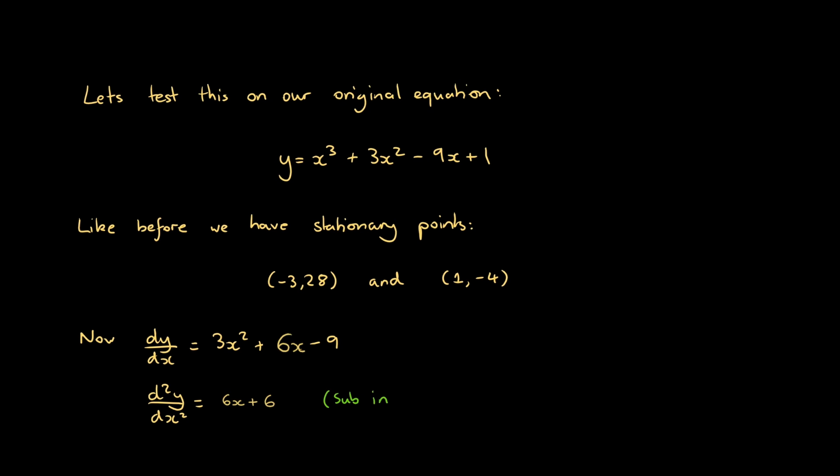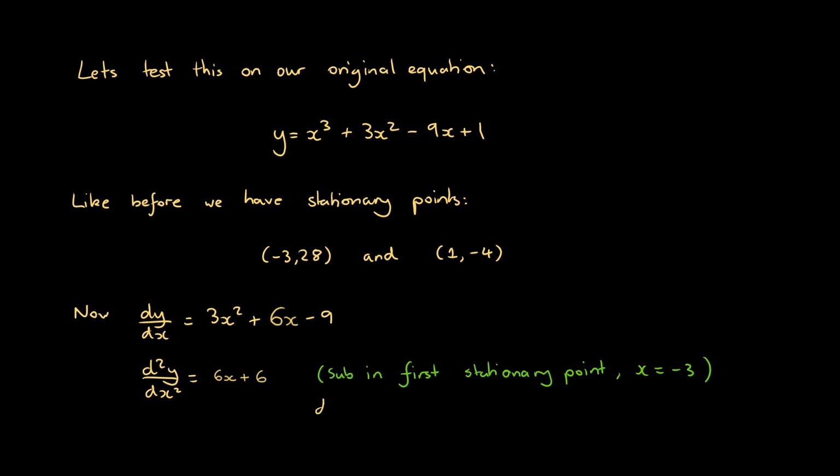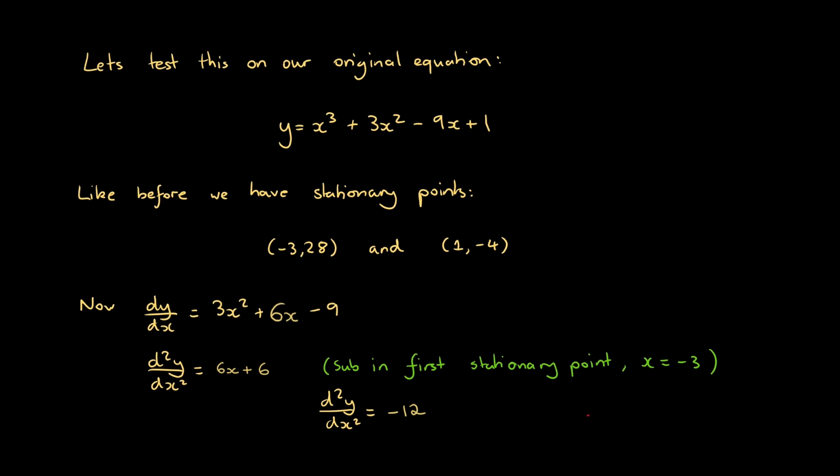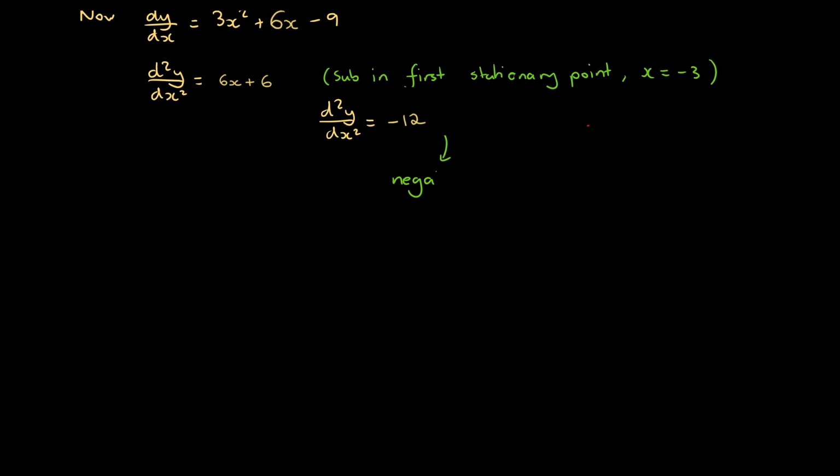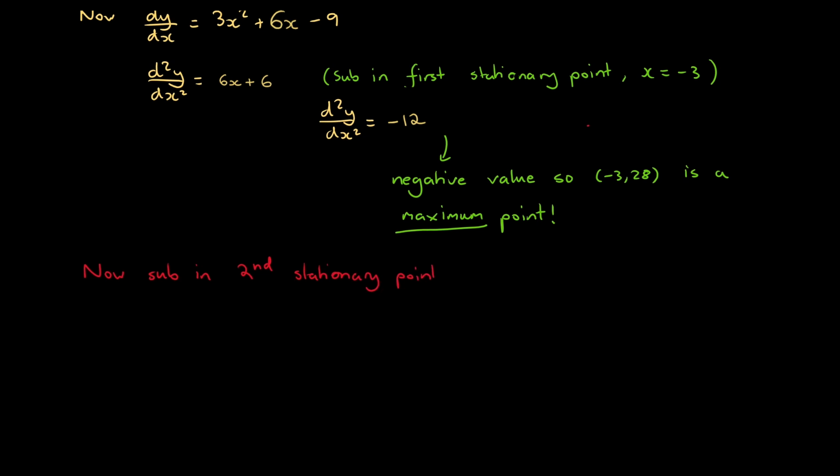Let's now substitute in the first coordinate of the first stationary point. So let's substitute in x equals minus 3. We get that d squared y over dx squared is equal to minus 18 plus 6, which is equal to minus 12. And since d squared y over dx squared is negative at x equals minus 3, then (-3, 28) is a maximum stationary point.